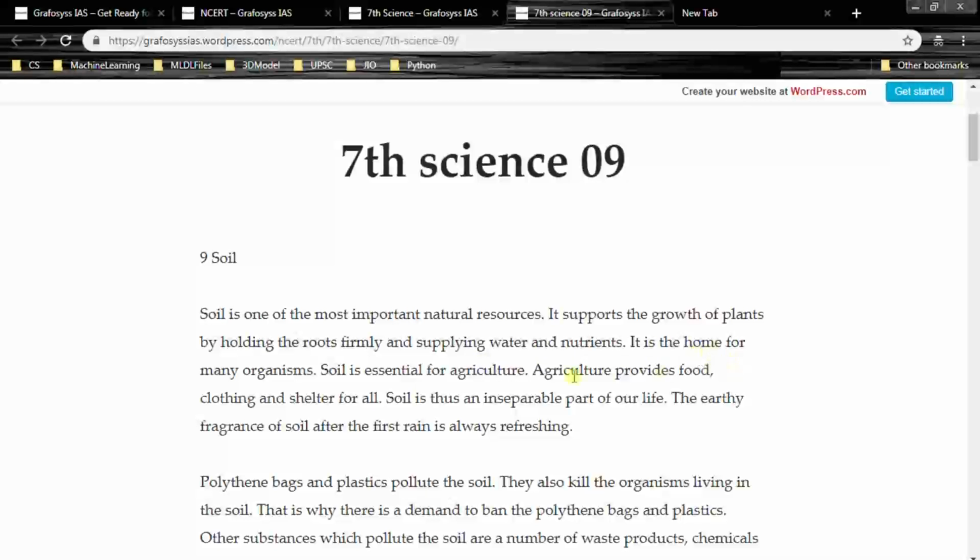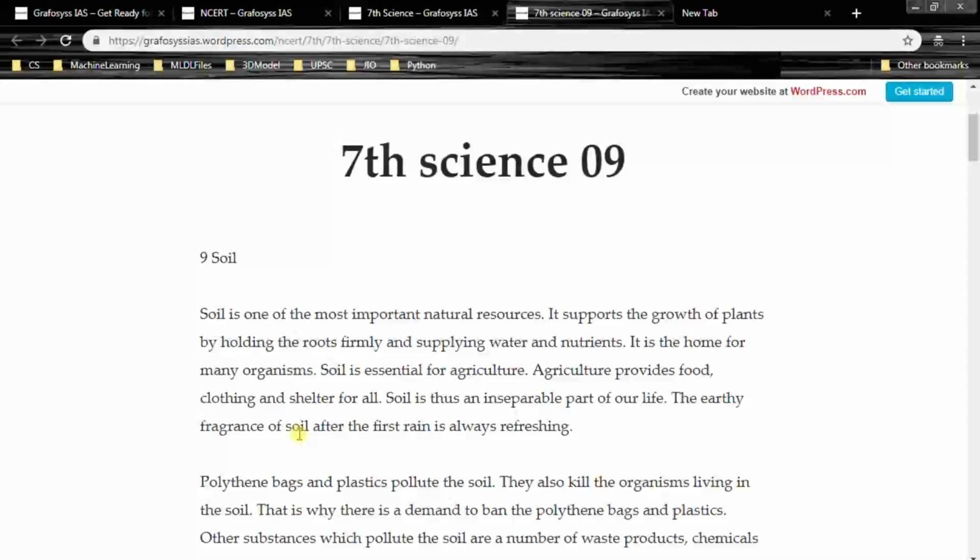It is the home for many organisms. Soil is essential for agriculture. Agriculture provides food, clothing and shelter for all. Soil is thus an inseparable part of our life. The earthy fragrance of soil after the first rain is always refreshing. So you might have felt the fragrance of soil after the first rain.